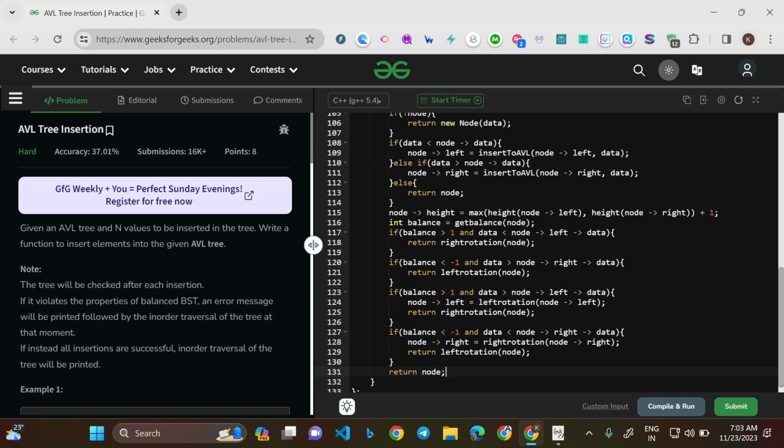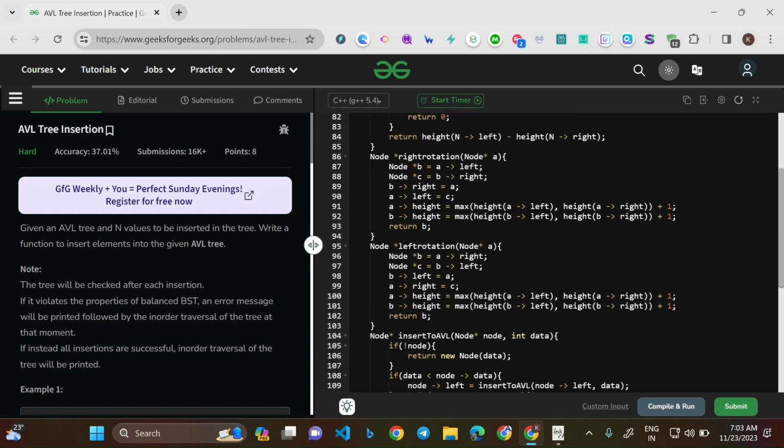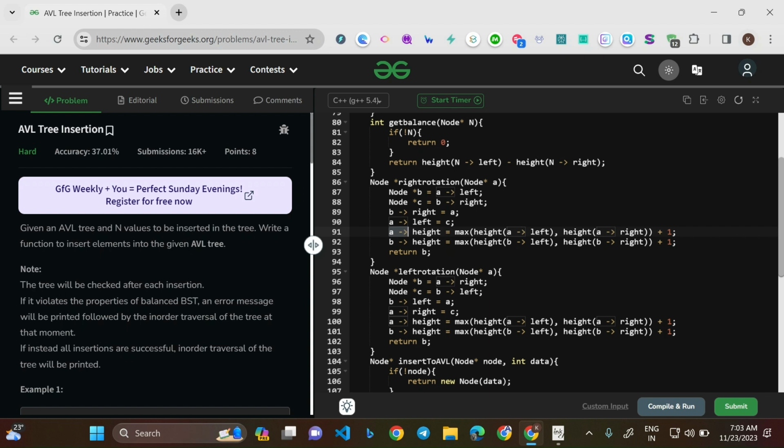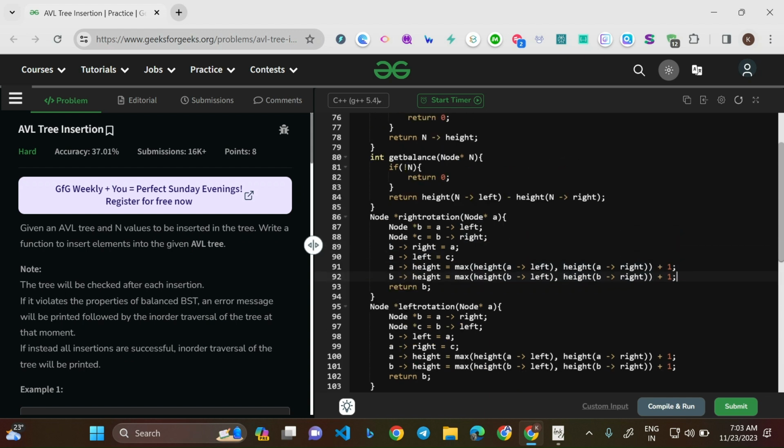Great. So it turns out to be left-left, right-right, left-right, and right-left. Only 4 conditions. And at every point you are making sure you're doing the rotation successfully, and then also updating the heights. Okay, updating height is also very important. If it's not done, everything will collapse. All right, that's very important. And return the correct things.